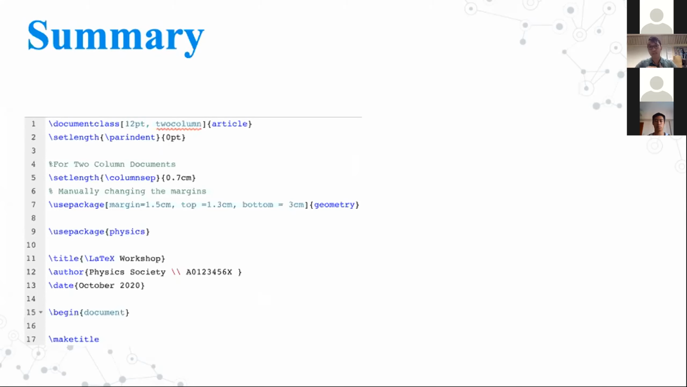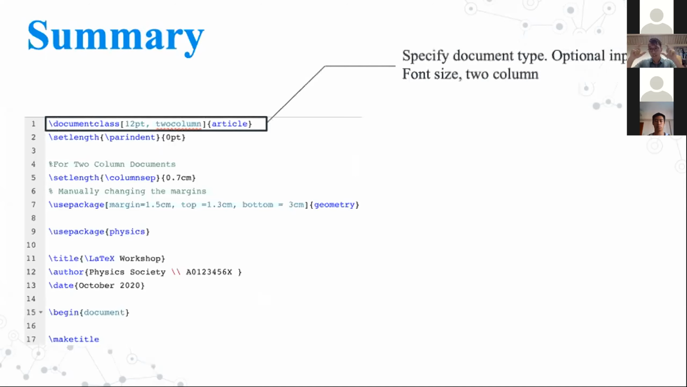Remember from the start, I talked about the different types of document classes, like articles, reports, books, and stuff like that. We only typically use articles and reports. You specify that with the very first line of code: documentclass, then curly brackets, and then article or report. This is how you specify your document type. You can put optional inputs. The things in the square brackets are optional. You don't have to put them in, but if you want to specify more things, you can.